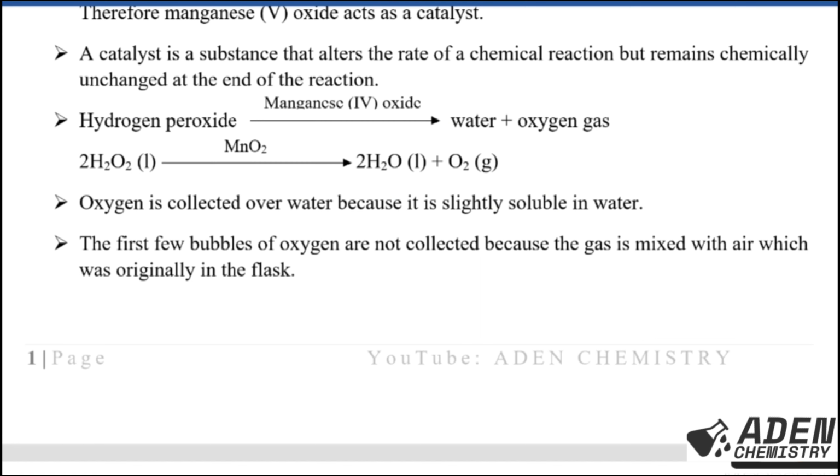Oxygen is collected by the overwater method. Reason: because it is slightly soluble in water. And the first few bubbles of oxygen are not collected, because the gas is mixed with air, which was initially in the flask. For that reason, we do not collect the first few bubbles of oxygen gas.